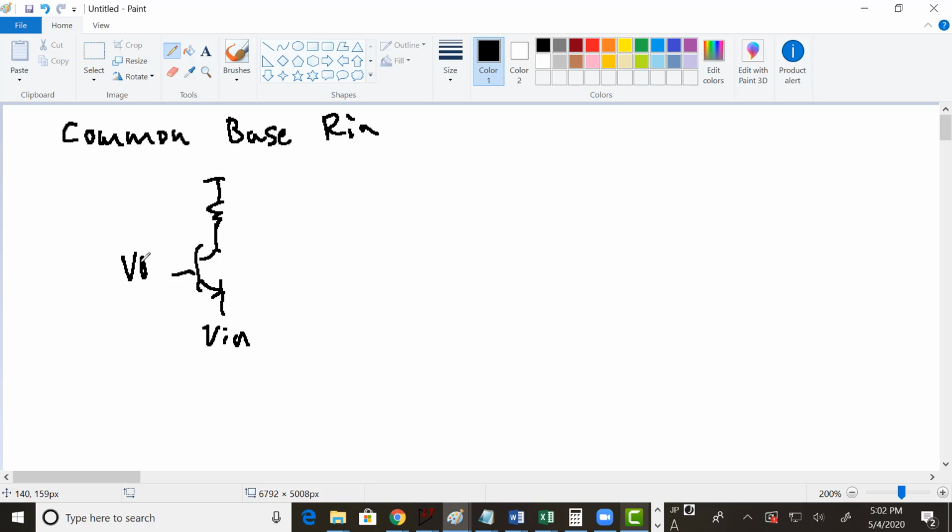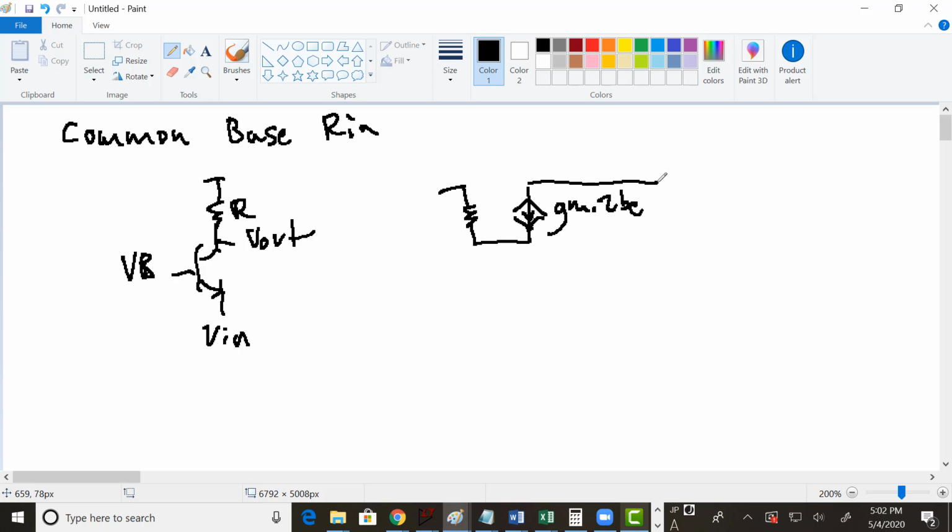So I can call that a V bias, and it's a V out. We'll just call that R. Okay, so first step is to replace the transistor with a small signal model so we can figure out how much things are moving, not just what the voltages and currents are, but how much things are moving.